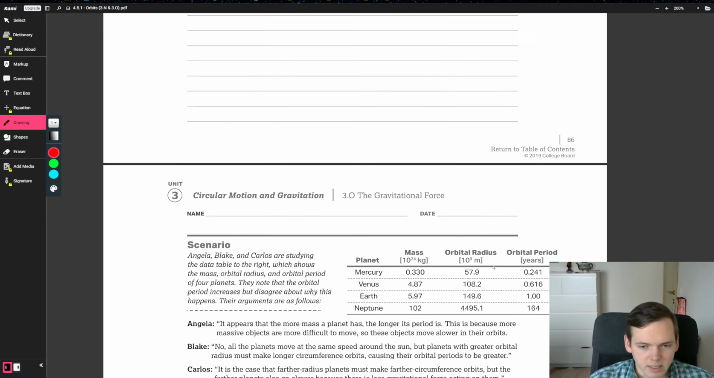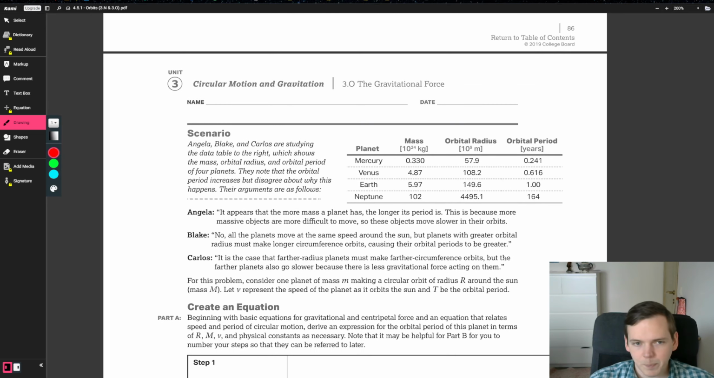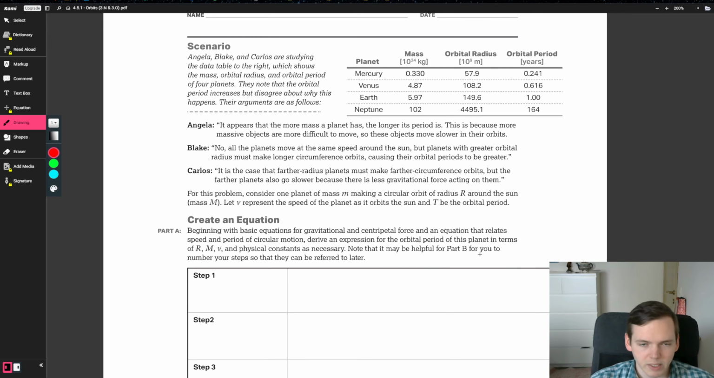Let's take a look at the next problem here. So we have Angela, Blake, and Carlos studying data to the right, which shows the mass, orbital radius, and orbital period of 4 planets. They note that the period increases, but disagree why this happens. Here are their arguments.